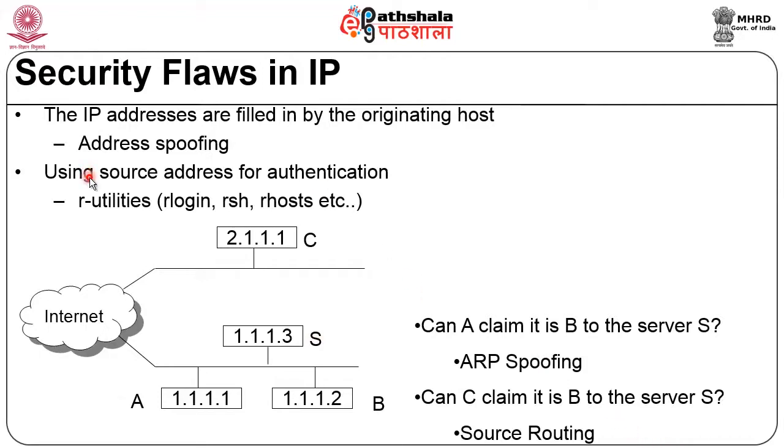So, using source address for authentication, which we generally do in the case of remote login, remote host, etcetera, is going to happen with the help of remote utilities. So, there is a security flaw in the IP protocol. Even an attacker can compromise it and say that they are the legitimate user to a particular server, enter into the server and control entire access to it.